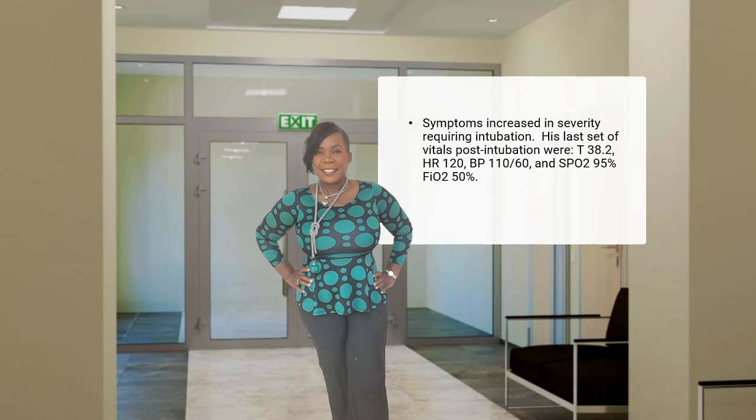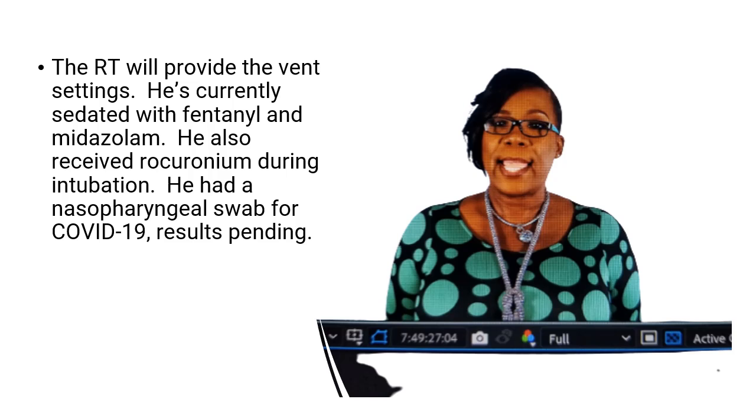His condition deteriorated and his symptoms increased in severity, which required intubation. His last set of vital signs post intubation was his temperature 38.2 Celsius, his heart rate was elevated at 120, blood pressure 110/60, and his SpO2 was 95%. He's on an FiO2 at 50%. So the respiratory tech will provide the vent settings for you.